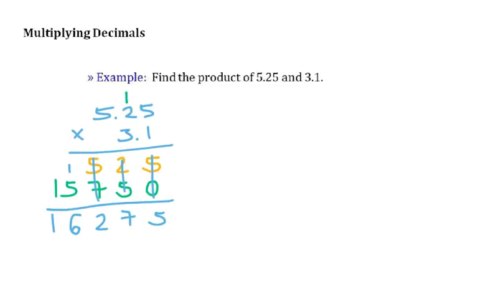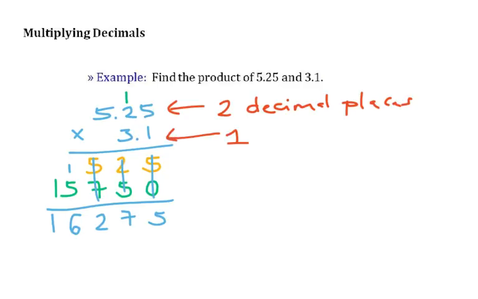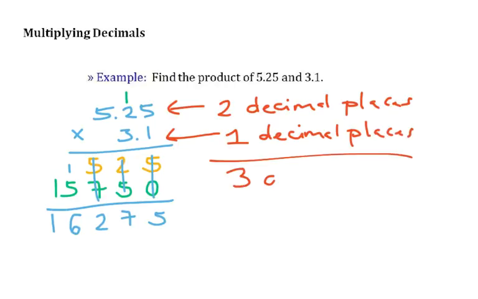But keep in mind the numbers we are multiplying were numbers close to 5 and 3. So 5 times 3, just a rough estimate, tells me my answer should be close to 15. Definitely not what we see here. So how do we get to that? Well, 5.25 has 2 decimal places, and 3.1 has 1 decimal place. So if we add up the total number of decimal places in our problem, it tells us that our result should have 3 decimal places.